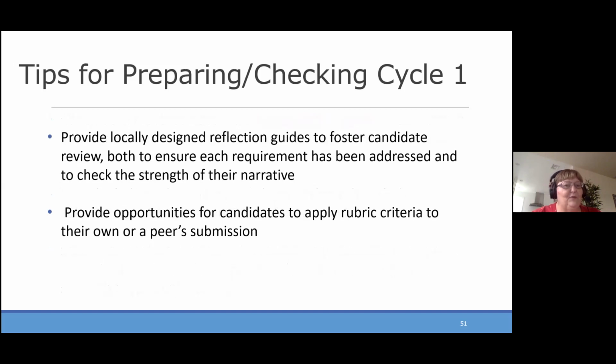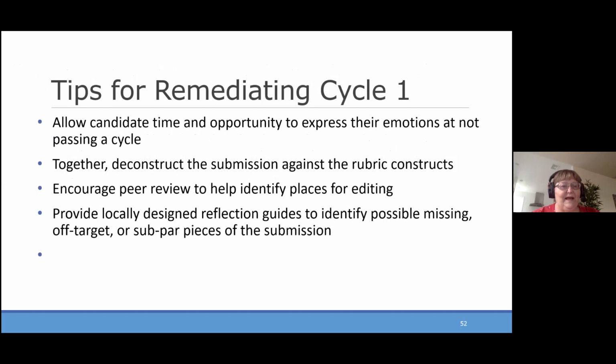And then however much we plan ahead, there are some folks who do not receive passing scores, and programs are asked to remediate with them. So what are some thoughts on remediating? Allow your candidate both time and opportunity to vent. They're going to be upset they did not pass. They're probably going to say that it was all our fault, not theirs. Just give them time to express those emotions about not passing a cycle.